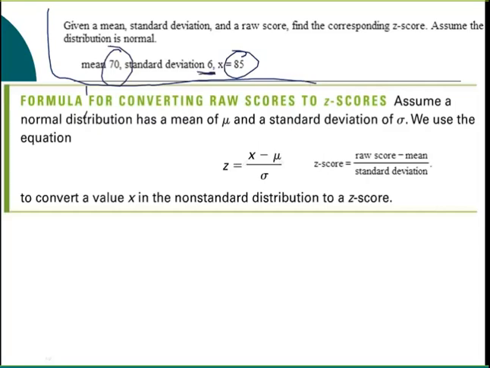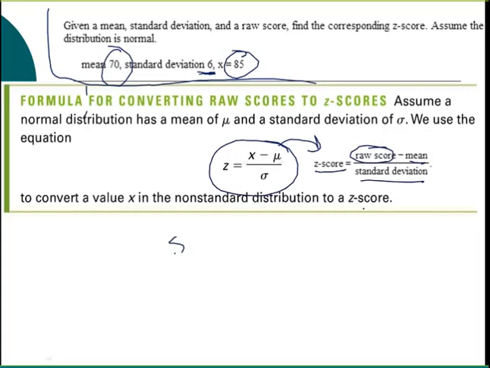So our job is to find the z-score. Here it is as a formula. Here it is in words. So it's just your z-score: you take the raw score, subtract the mean, and divide it by the standard deviation. It's a very simple formula.